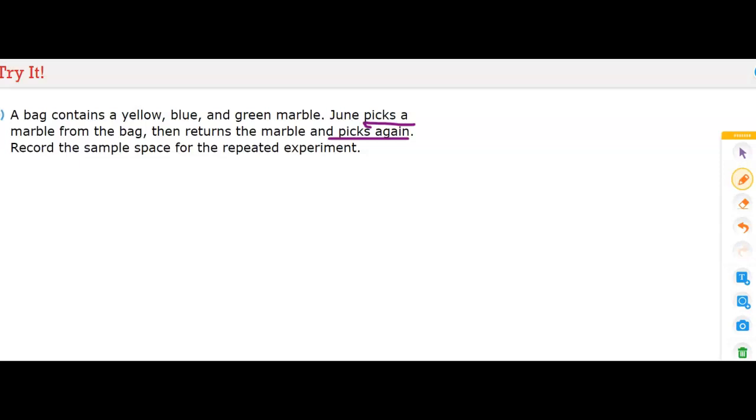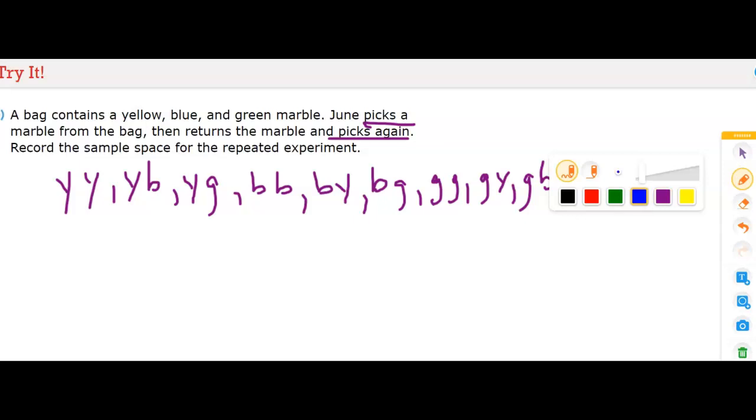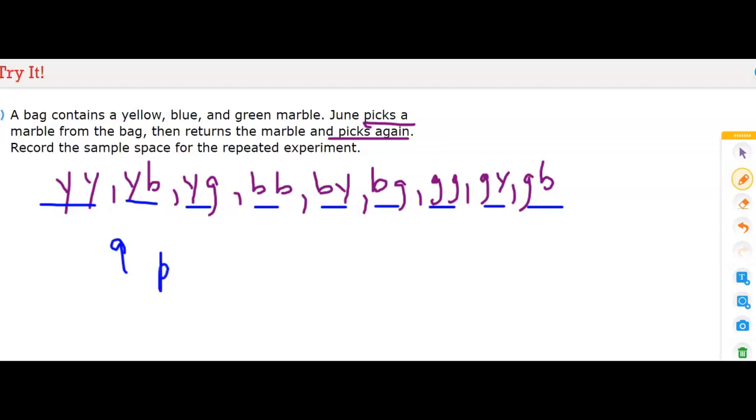So first time she chooses, she can have yellow and yellow. Next time she pulls, she can have a yellow and a blue. Next time, she can have a yellow and a green. Another time she pulls, she can have blue and blue. She can have a possible blue, yellow, and she can have a possible blue and green. Then she can also have green and green, or green and yellow, or green and blue. So these are all of the possible outcomes. And let's count how many there are. 1, 2, 3, 4, 5, 6, 7, 8, 9. So there are 9 possible outcomes.